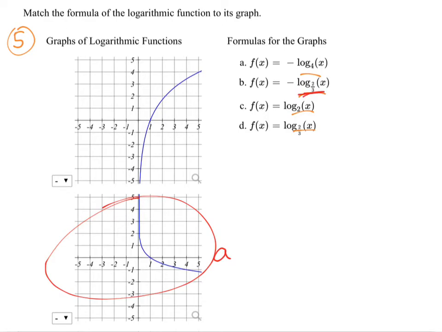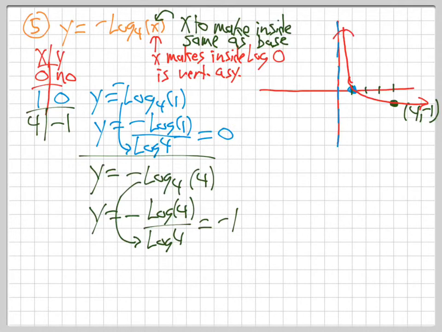Let's do B now. Minus log of 2/3 x. And so 5b, this was 5a. So y equals minus log of 2/3 x. Okay.